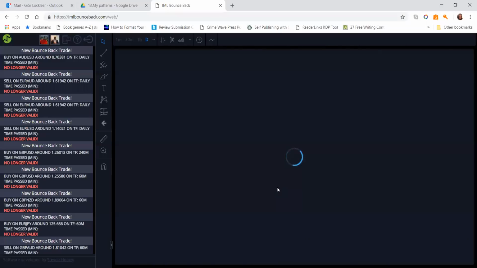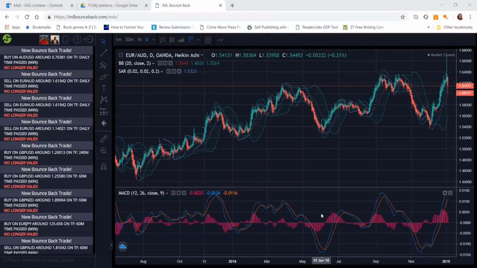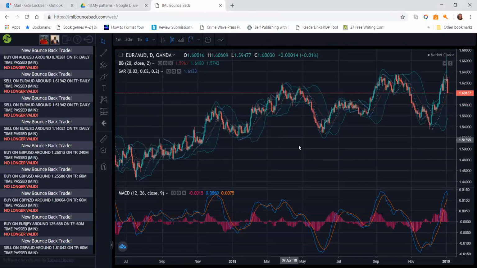This IML Bounce Back, you see a lot of people posting about it. All these trades have been hitting. It's been phenomenal. If you're busy and you work a lot, you can't always be at your chart. It's a good tool to have.